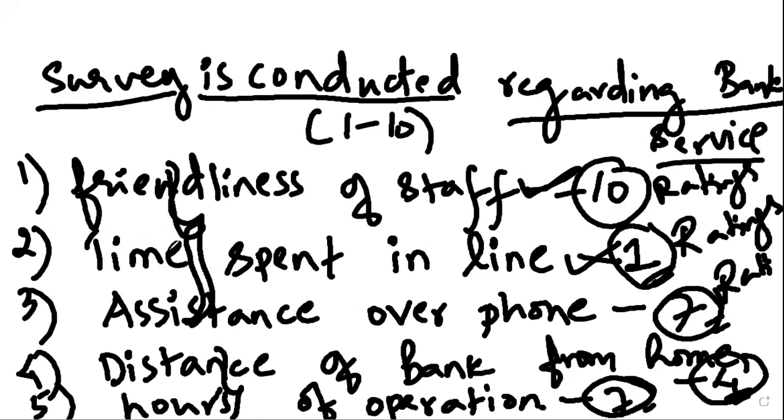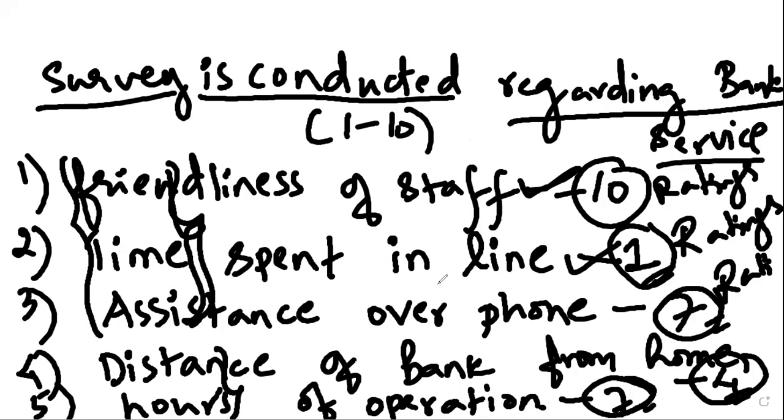So there is some type of correlation between the first, second, and third. The reason is that all 3 things are internal to the bank organization. You have, for example, the friendliness of the staff, how friendly the staff are.